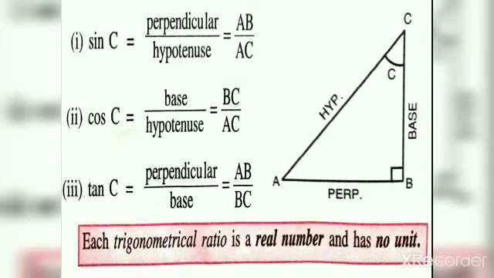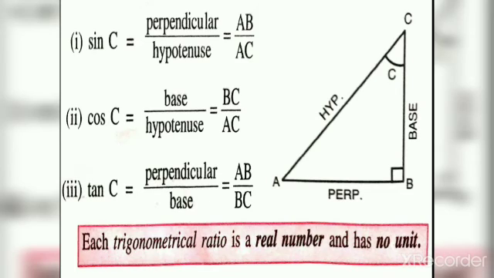Similarly for acute angle C in the given right angle triangle, sine C will be perpendicular divided by hypotenuse. Here the perpendicular with respect to the angle C will be AB and the hypotenuse will be AC, AB by AC. Cos C will be base by hypotenuse, base is BC divided by AC, and tan C will be perpendicular divided by base, that is AB by BC. So what will be cot? Cot will be base by perpendicular, secant will be hypotenuse divided by base, and cosecant will be hypotenuse by perpendicular.